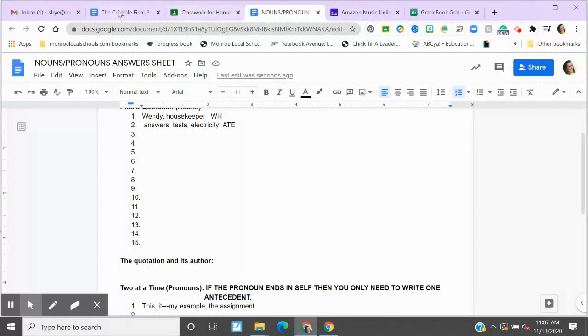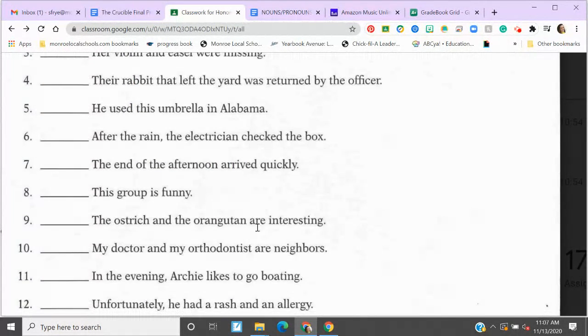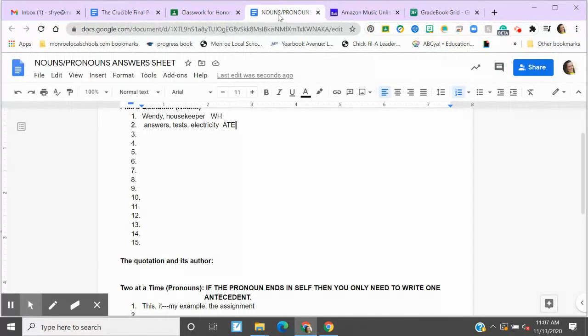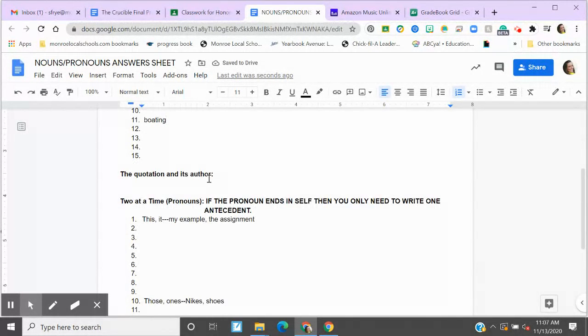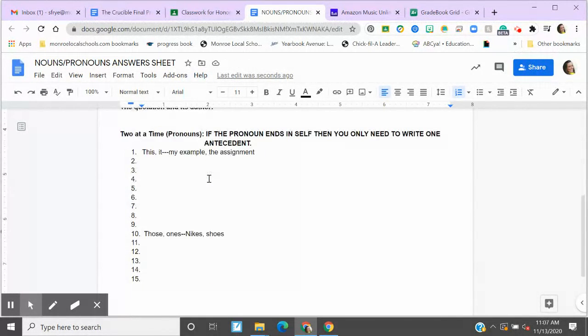Just so you know, because people have been confused about this question, if you look down at question number 11, boating in this sentence is a noun. It looks like a verb. We'll talk about that in class later. There are other nouns there, but I do want you to know that boating is a noun, so you can add that to your list. Okay, so that's how you do the noun worksheet.